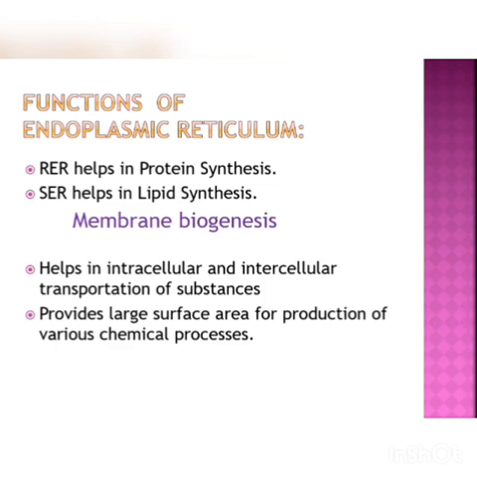Next, if we see the entire structure, you have seen the structure is highly folded into tubules, into cisternae, right? So just because the structure is highly folded, it provides a large surface area, and hence various chemical processes can be undertaken. So that is how production of molecules, production of substances are helped through this large surface area.